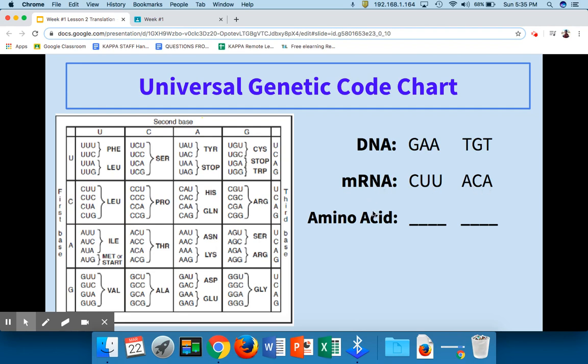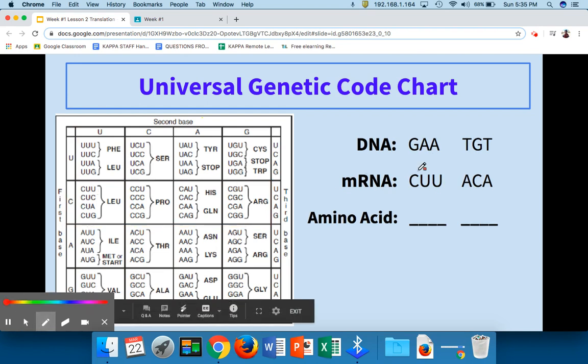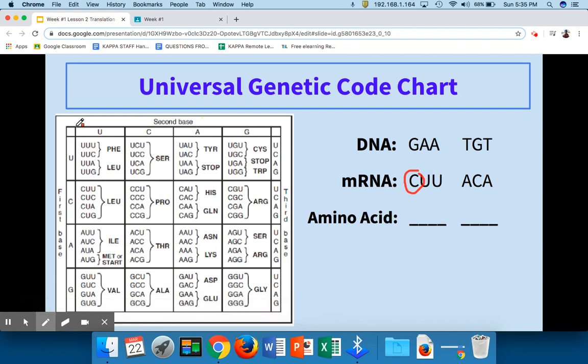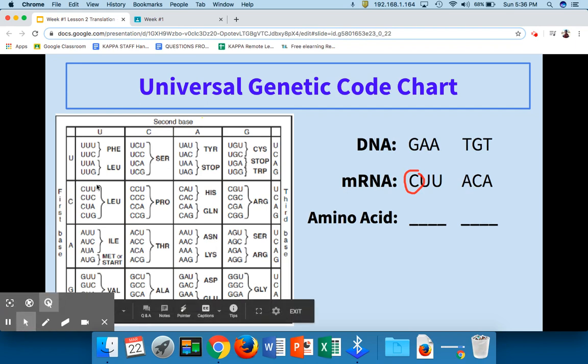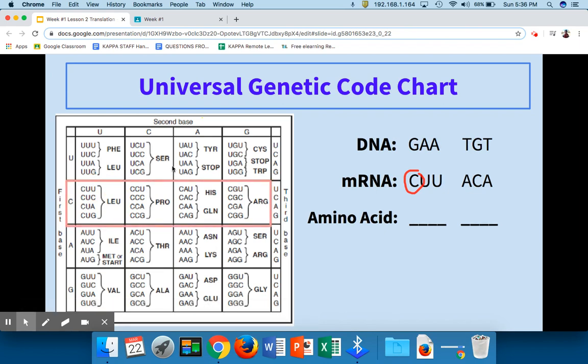Now, to figure out what the amino acid is from these 2 codons, we look at our chart and we look at the first letter of our first codon, which is C. So looking at this chart, if you look at the left side, it says first base. Our first base is what? It's C. So that brings us to this box here. All right, so we're in this row.